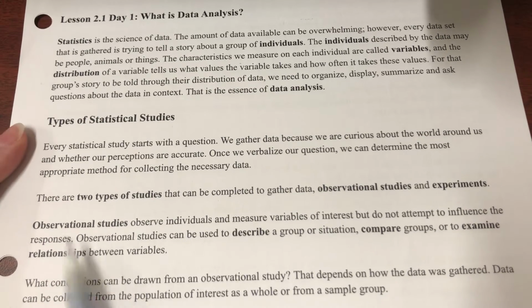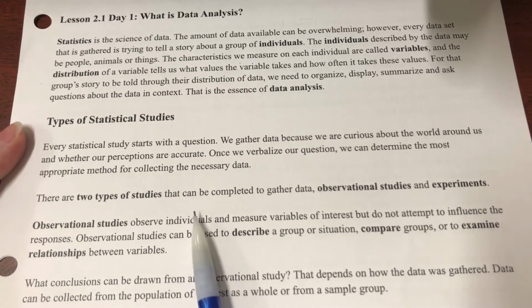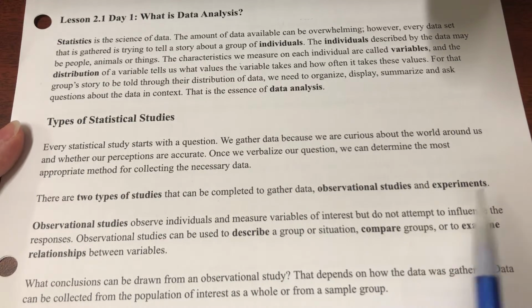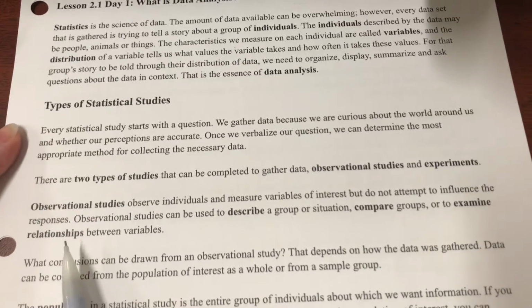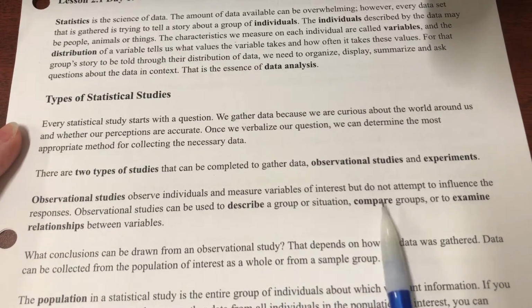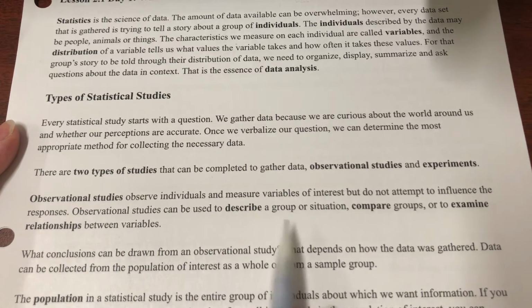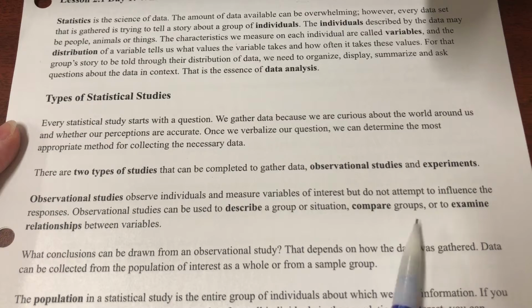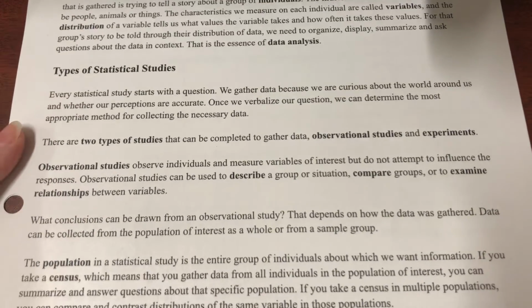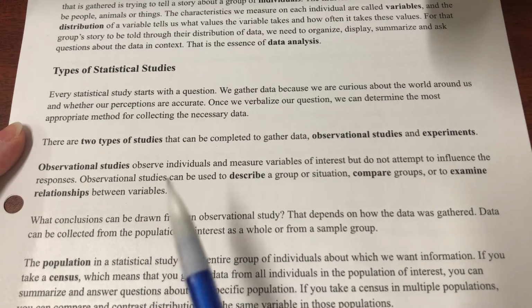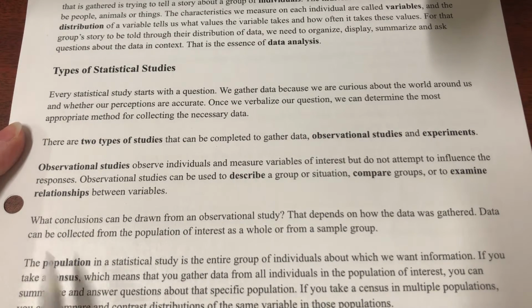There are two types of studies that can be completed to gather data: observational studies and experiments. Observational studies observe individuals and measure variables of interest, but they don't attempt to actually influence the responses. Observational studies can be used to describe a group or situation, compare groups, or examine relationships between variables. So you're not trying to apply a treatment, you're just observing what's pre-existing.